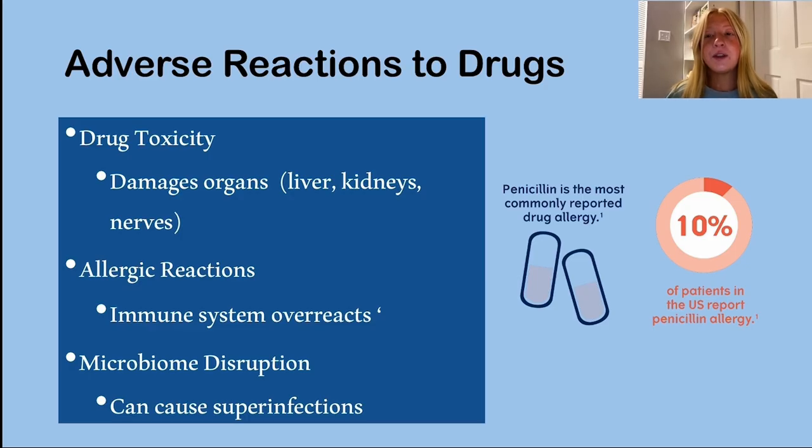Okay, even though these drugs are meant to help us, they can still hurt us. Toxicity happens when drugs directly damage organs. If you ever hear an antibiotic is nephrotoxic, this means it can cause kidney damage, or hepatotoxic, this means it can cause liver damage. Allergies can also occur when your immune system reacts to the drug. Like, there are many penicillin allergies. It's a very common allergic reaction. And then sometimes antibiotics will wipe out your good bacteria and cause superinfections.